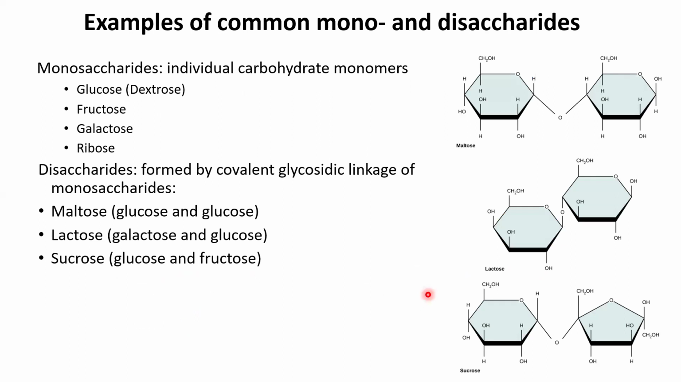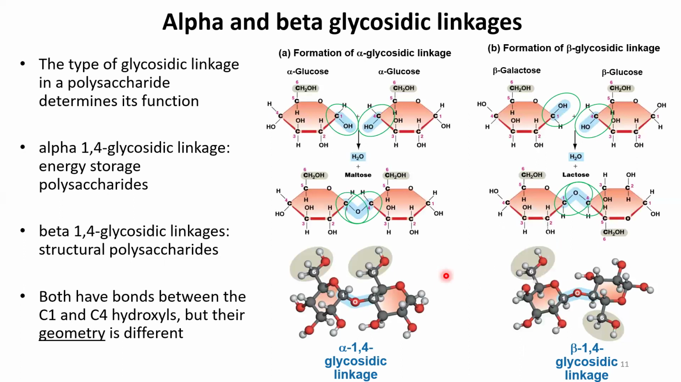Now, some common examples of monosaccharides and disaccharides include, so for monosaccharides, those are individual carbohydrate monomers. Some include glucose, fructose, galactose, and ribose. But then when we look at disaccharides, which are basically covalently linked by a glycosidic bond, we have maltose, sucrose, and lactose. Those are just some examples.